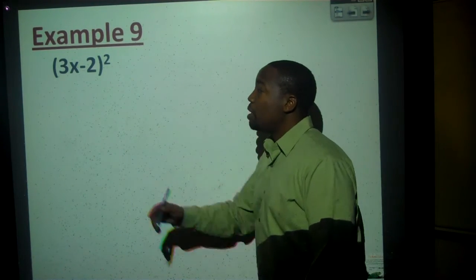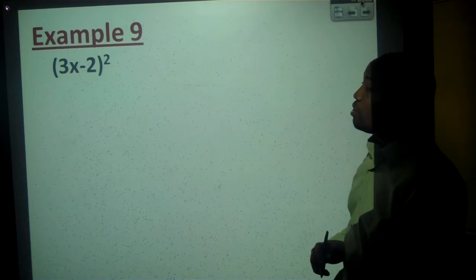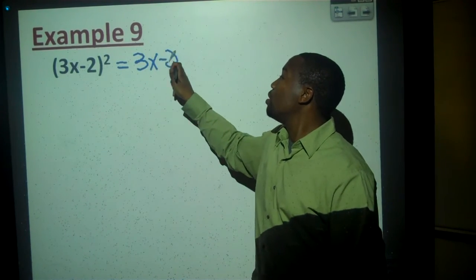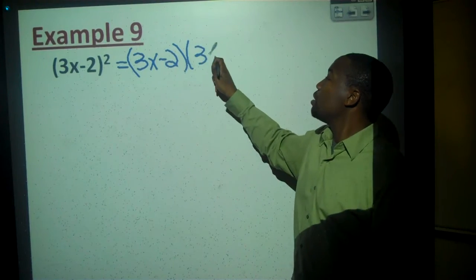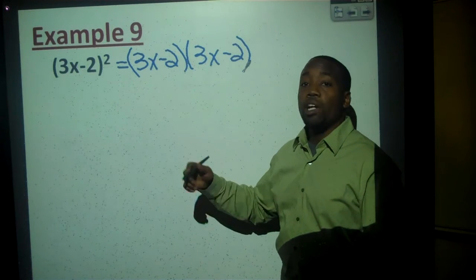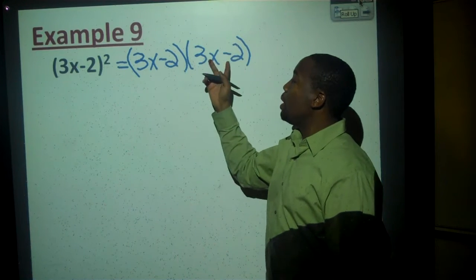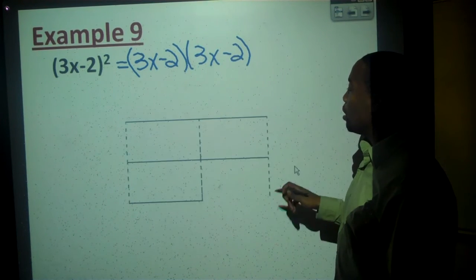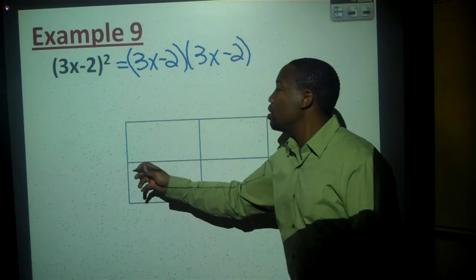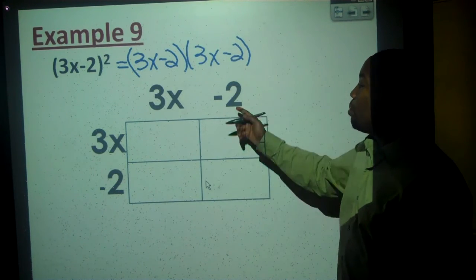This one right here, we have 3x minus 2, squared. Anytime I have anything squared, I have 2 of them, and I'm multiplying those two. So this would really be 3x minus 2 times 3x minus 2. So how does this work? If I go back and make a box for this one, it's the same thing, a binomial times a binomial, so that would be a 2 by 2. What goes on the outside? 3x right here, minus 2 right here. Of course, 3x right here, and the minus 2 right here.